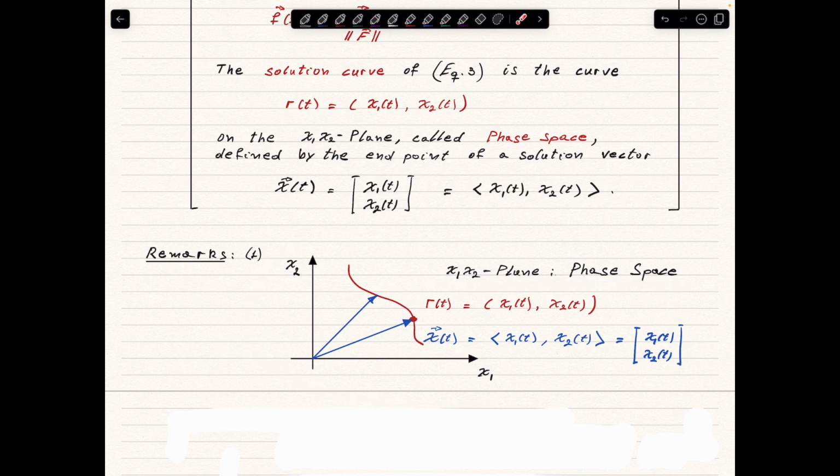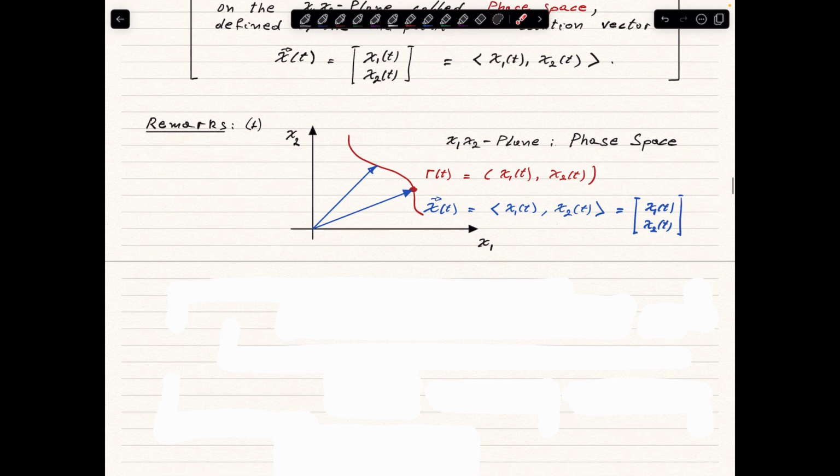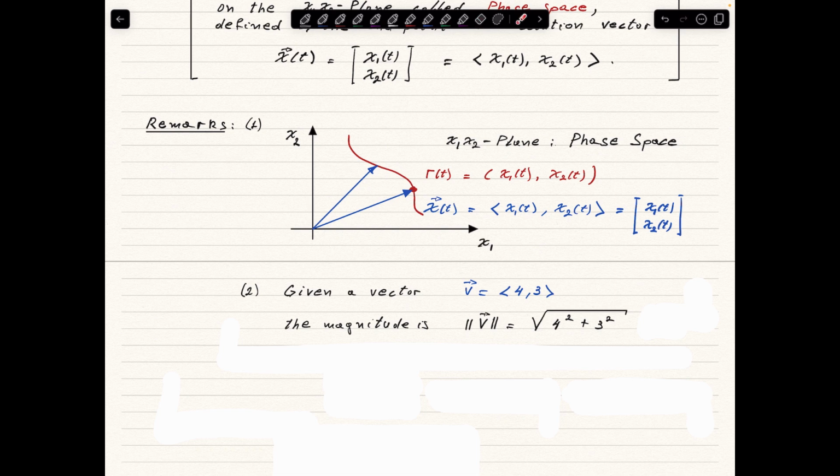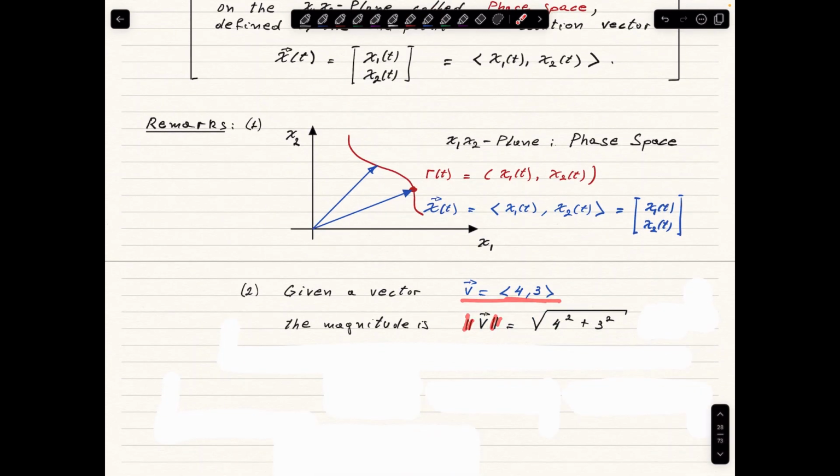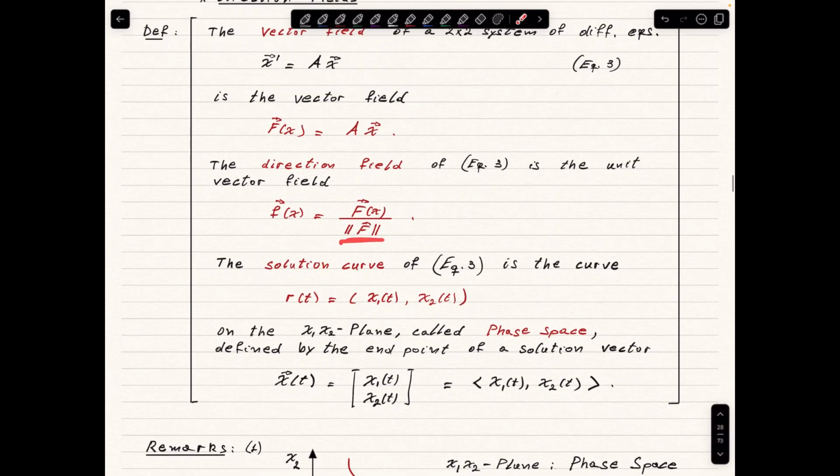So let's keep going with the remarks. Our next remark is just to fix ideas. Suppose you have a solution vector that at one particular time has components 4, 3, for example. So let's recall that the magnitude or the length of this vector, what we denoted here with these double bars up here, given a vector, is nothing more than the square root of the components of the vector squared and added up. So this is the length of a vector. This is the notation we are using up here.